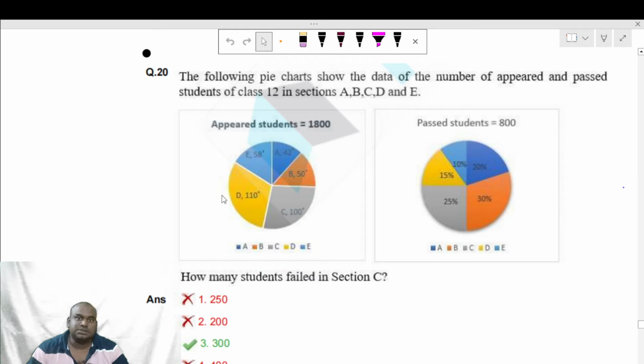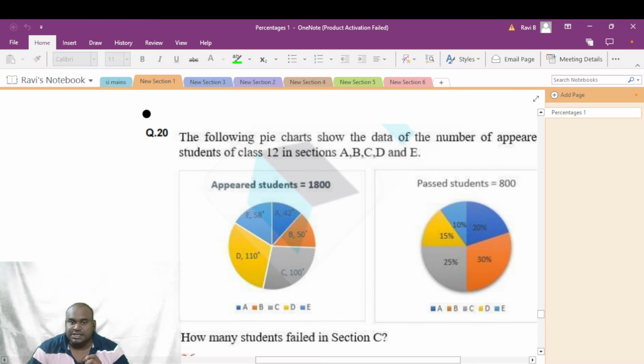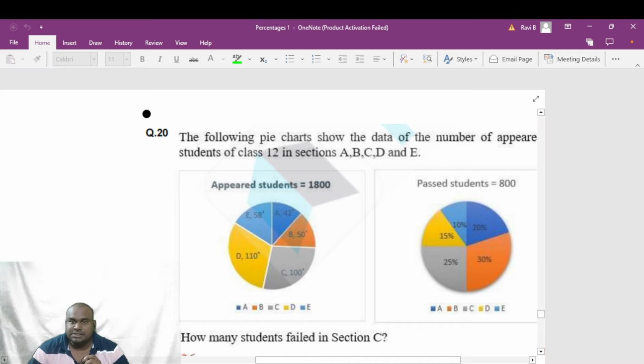So coming to the topic, the following pie charts show the data of the number of appeared and passed students for class 12 in sections A, B, C, D, and E. Observing these diagrams, you are supposed to find how many students failed in section C. Okay, how many students failed in section C.